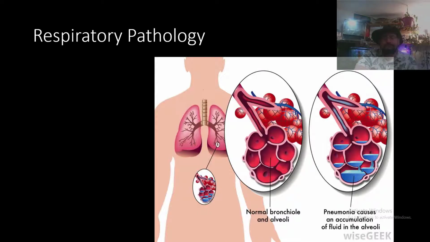Okay. Respiratory pathology. Final respiratory pathology. Final slide, if I recall correctly.